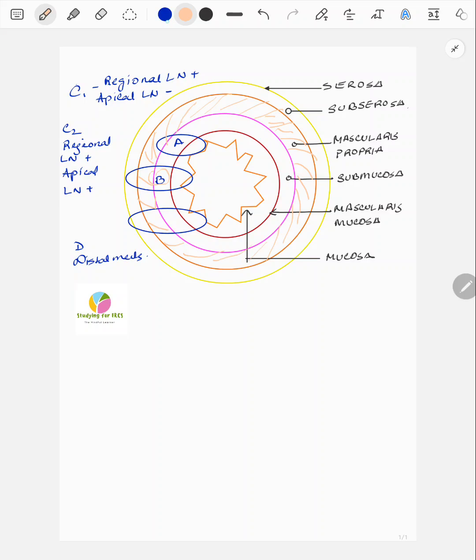And obviously, Duke C is going to breach the muscularis propria and also involve the lymph nodes. Now, C1 is where the regional lymph node is positive, but the apical lymph node is negative. And C2 is where the regional lymph node is positive and the apical lymph node is positive. Duke stage D means the presence of distant metastases.